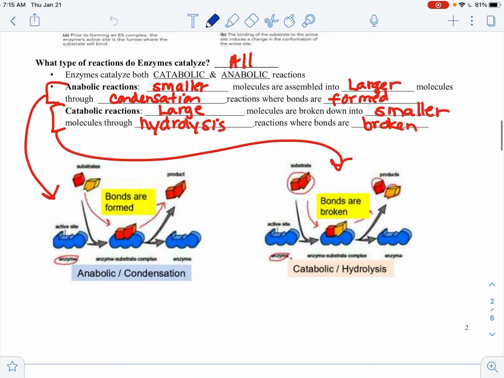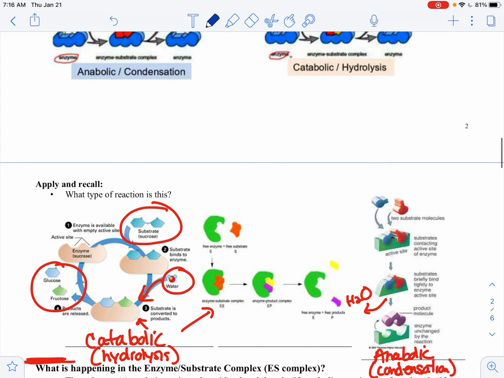They can either do it to build reactions, anabolic, or to break down. We can do it to build molecules like that. That's an anabolic reaction, or take a molecule and break it down like that. So enzymes run all kinds of reactions.